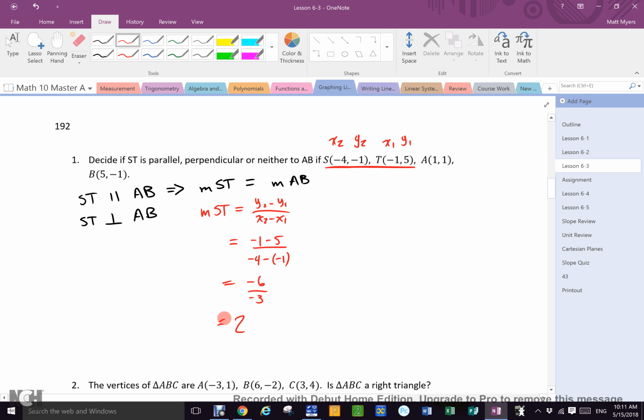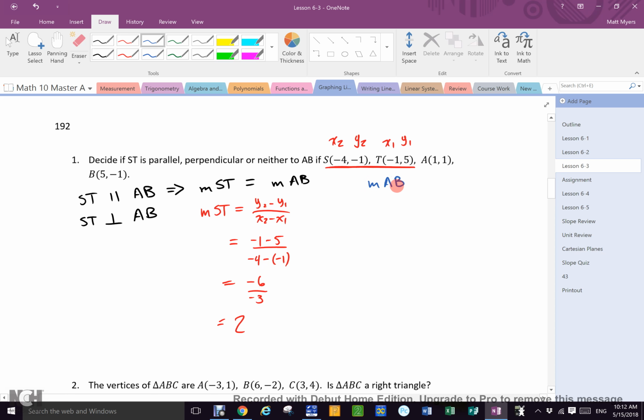So if they're parallel, AB is going to be what? 2. If they're perpendicular, AB is going to be what? Negative 1/2. Now we check AB.